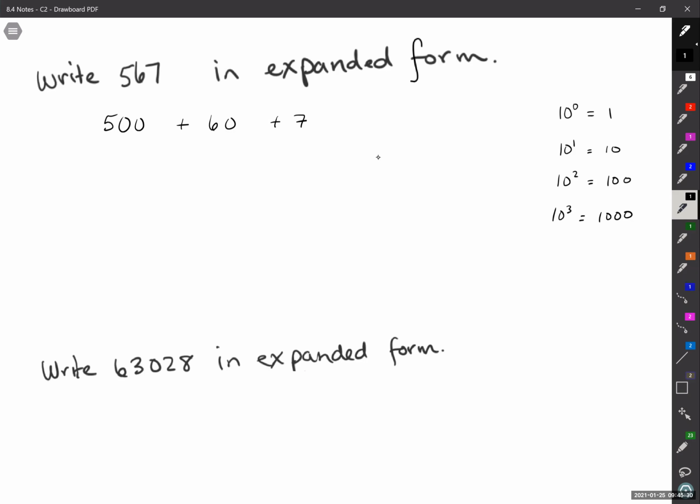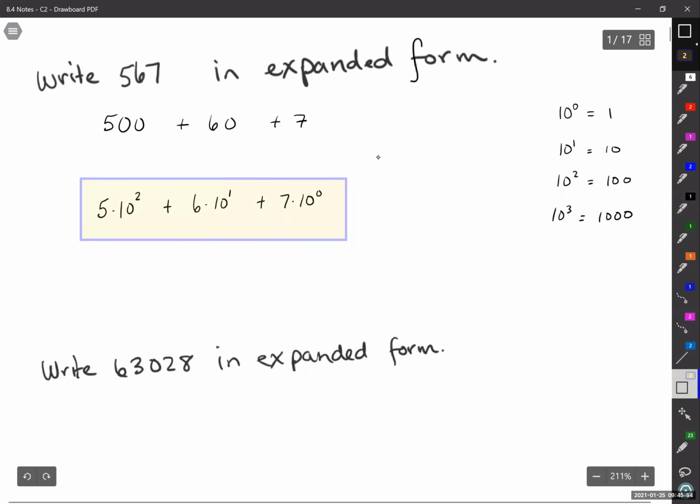Now in this case, I don't have any thousands, but would y'all agree I have 5 hundreds? So we could write that as 5 times 10 squared. And how many tens do we have? 6. So 6 times 10 to the first, and then 7 ones. And that'd be what we were looking for in expanded form.